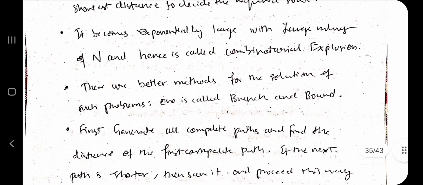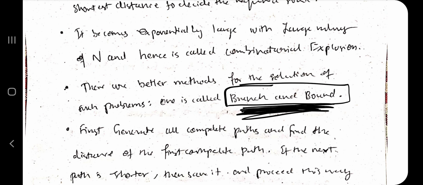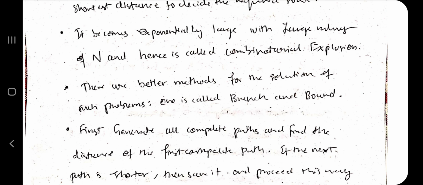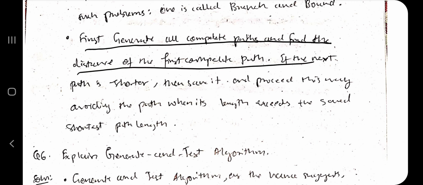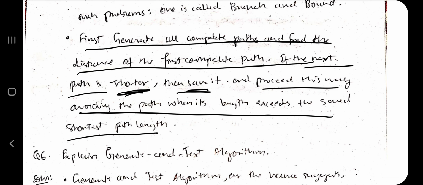In the heuristic method, we use the branch and bound technique. Branch and bound can reduce the time complexity a little bit, but it is still exponential. As of now, no non-exponential method has been found that solves the traveling salesman problem. So we need to go with branch and bound itself. First it generates a complete path and finds its distance. If the next path is shorter, then save it and proceed. If it becomes longer, we will not proceed any further.